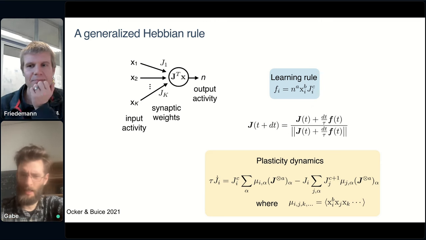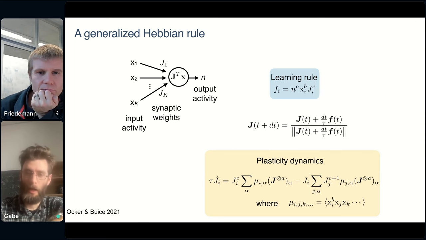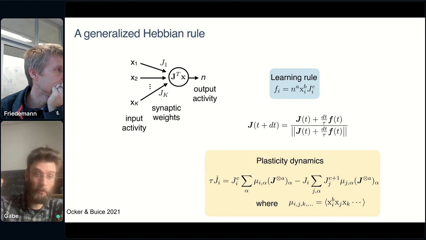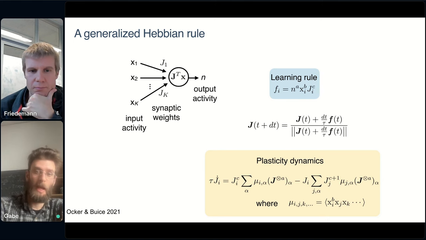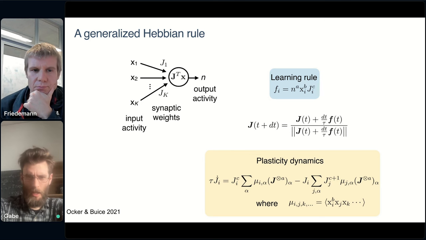And the second term basically comes from that weight normalization. So again, if we take a and b both to be 1 and no weight dependence, c to be 0, the learning rule reduces to the classic Hebbian rule, and these dynamics would reduce to Oja's rule. Oja took the classic Hebbian learning rule and combined it with weight normalization.